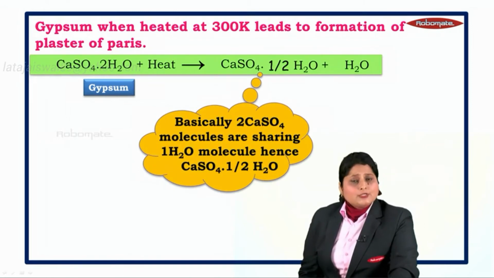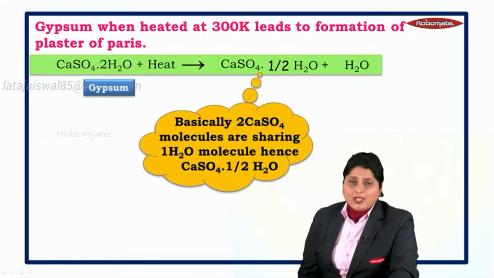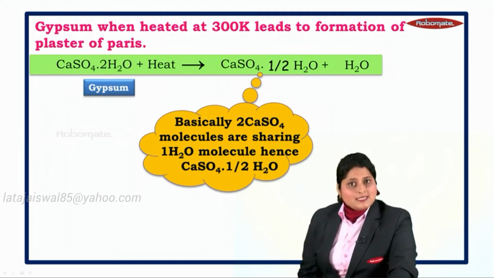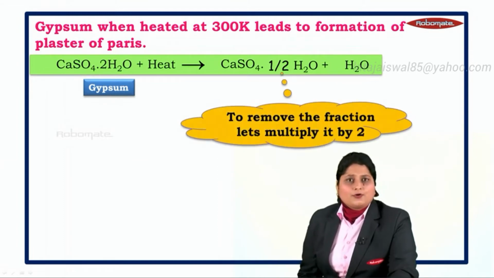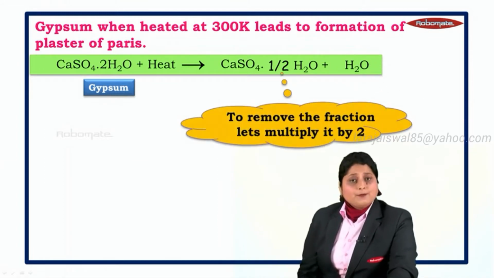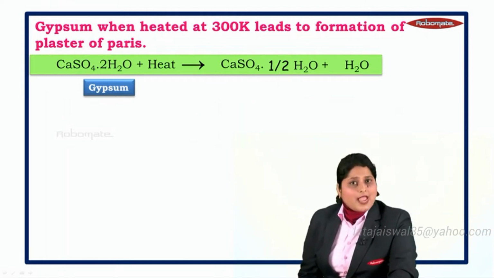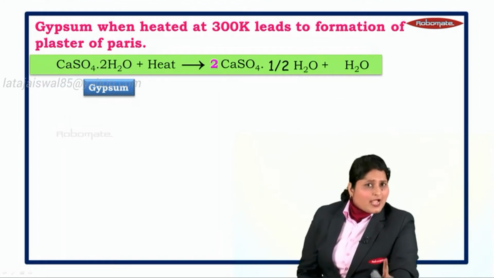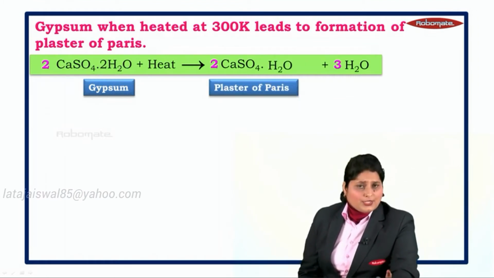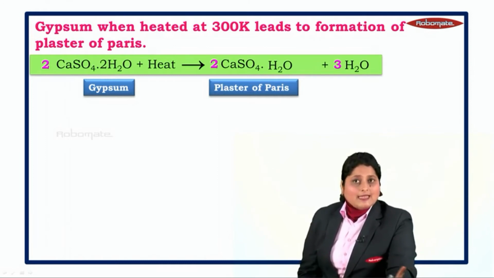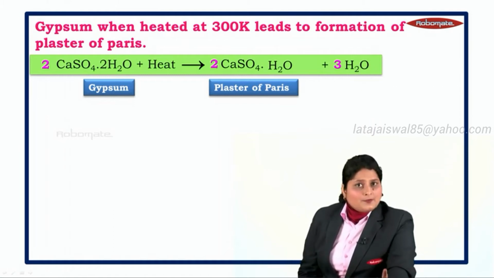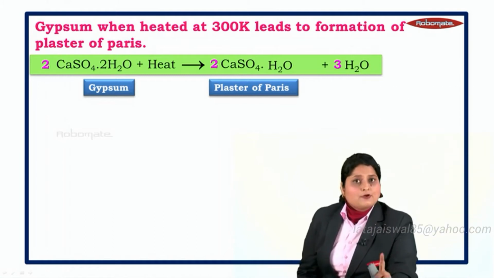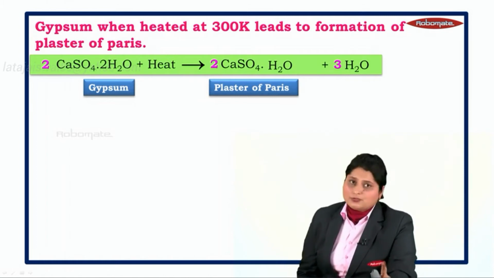Now, basically, two calcium sulfate molecules are sharing one water molecule, and hence we write CaSO4·½H2O. But in chemistry, half H2O doesn't look good. So to remove the fraction, we multiply the entire reaction by 2. After that, we get 2 CaSO4, and when we multiply that half H2O by 2, we get one water molecule, which is plaster of Paris. Now the entire reaction is balanced. So when we take 2 molecules of gypsum and heat it, we get 2 molecules of plaster of Paris along with the release of 3 water molecules.